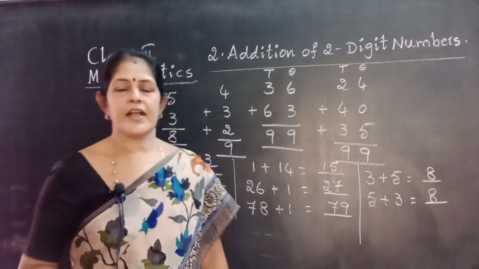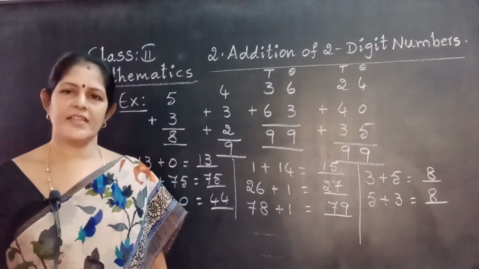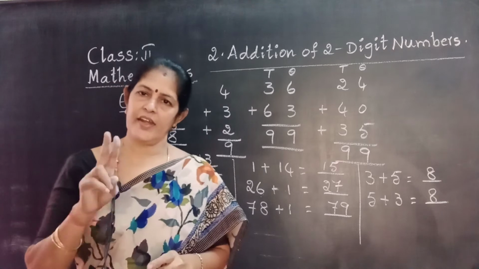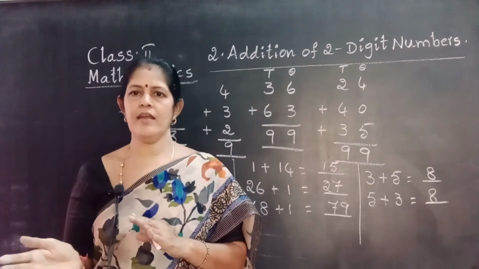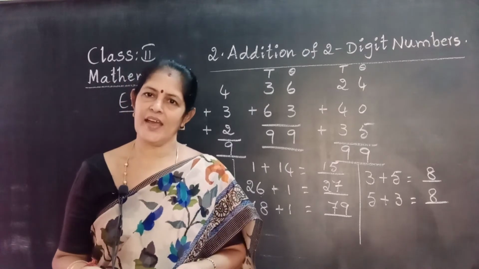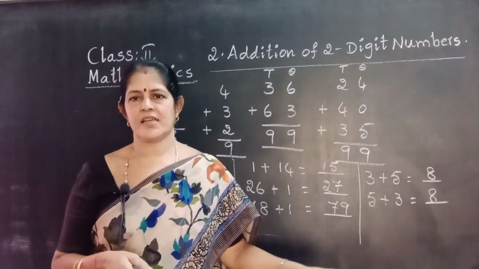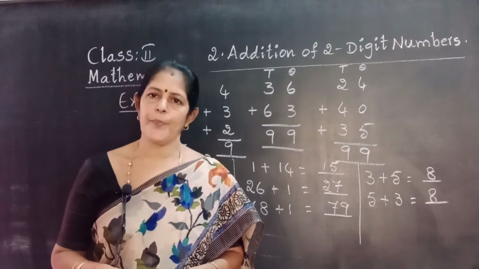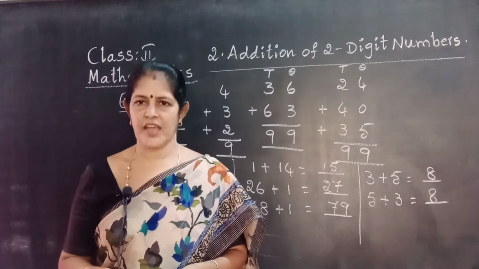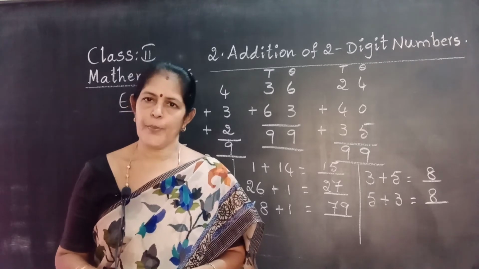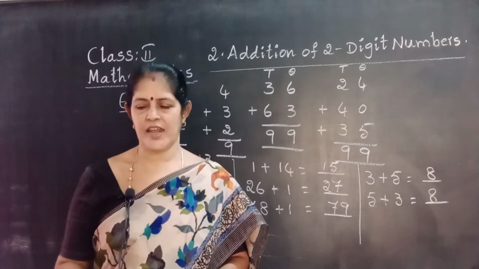This is the commutative property in addition. We add the given numbers in any order, we get the same total. This property is called the commutative property in addition. Next one.